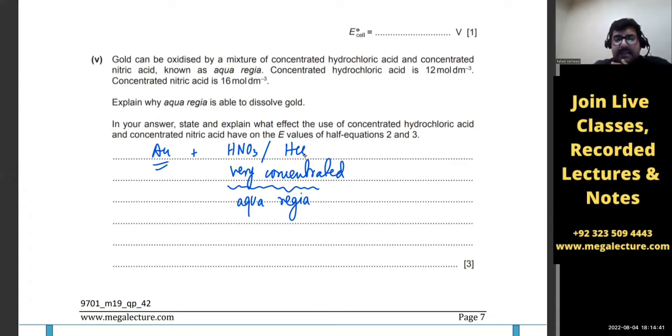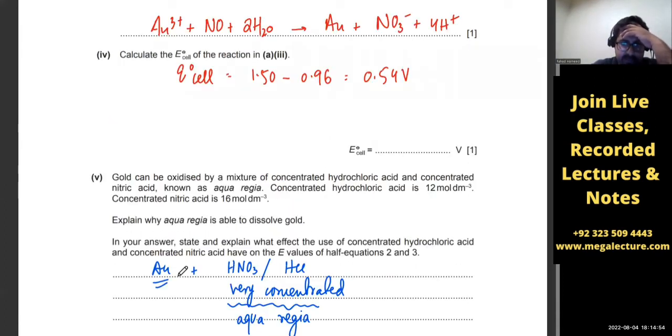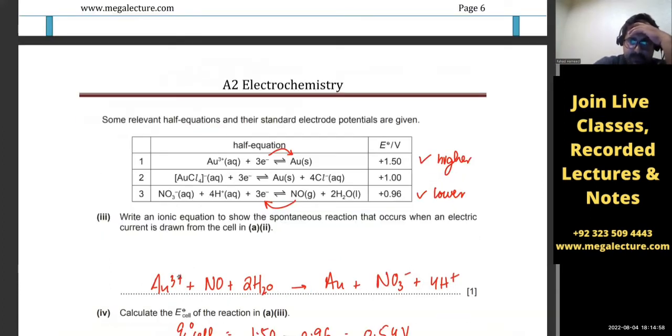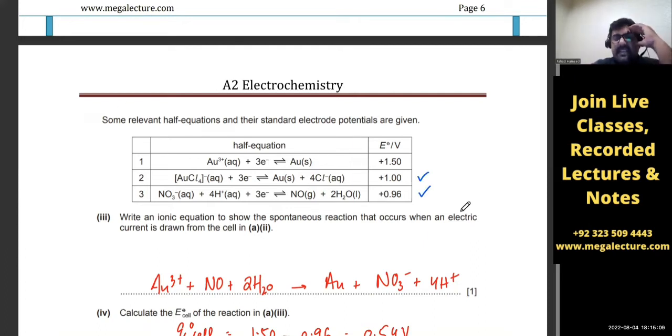So in your answer, state and explain what effect the use of concentrated hydrochloric acid and nitric acid have on the E values of half equations 2 and 3. So we have to look at half equations 2 and 3. So this is the question. Aqua regia dissolves gold, and we have to figure out how it does that, right? So, or specifically, he's talking about half equations. He's specifically talking about equation number 2 and equation number 3. He's saying explain your answer using these two equations, right?